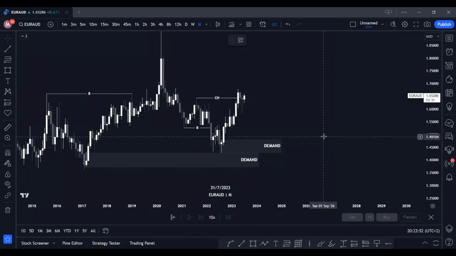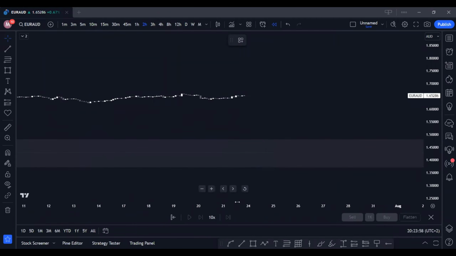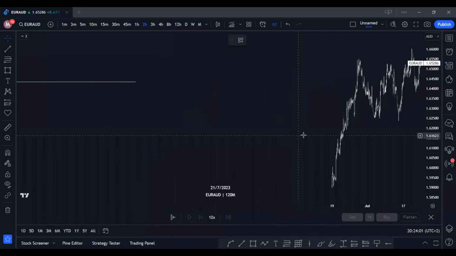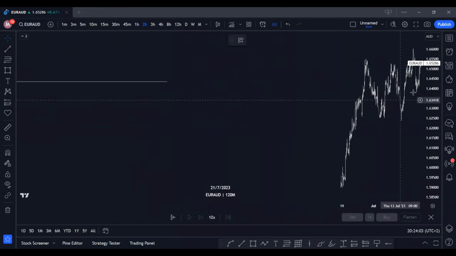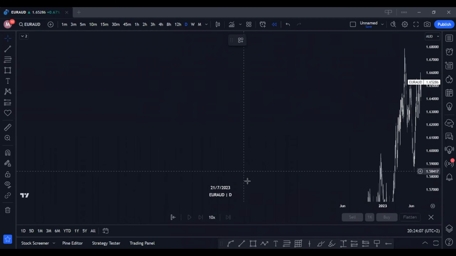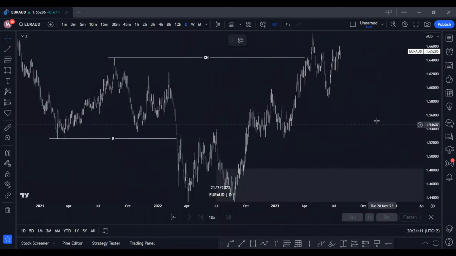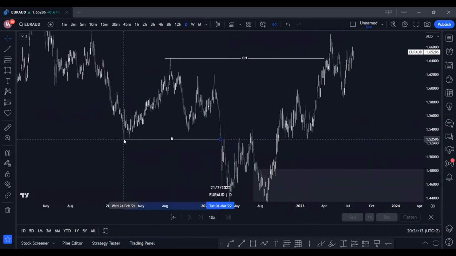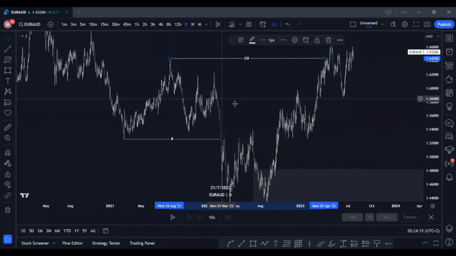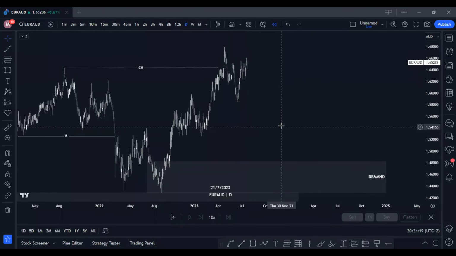So if you have something like this, what you can do is scale into your lower time frame to look for your counter trend trades, so you can push price to the downside. Okay, so let's just go to our daily chart and see what we have. Okay, so on the higher time frame, we have this break of structure and we have this change of character. So now we're going to look for trades so we can push price down to our demand zone here.